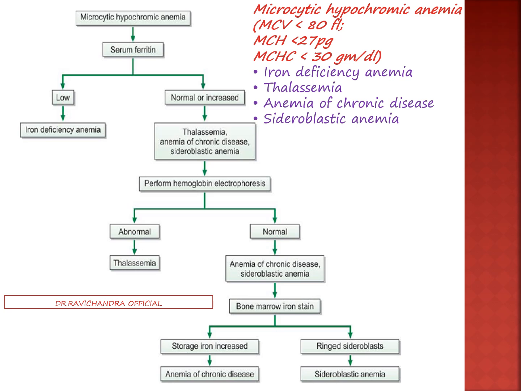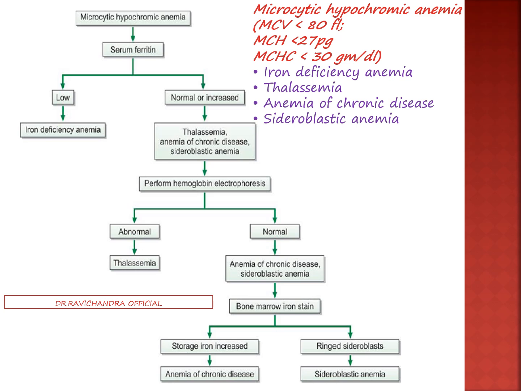In microcytic hypochromic anemia, MCV will be less than 80 femtoliters, MCH is less than 27 picograms, and MCHC less than 30 gram per deciliter. Microcytic hypochromic anemia may be because of sideroblastic anemia or anemia of chronic disease or thalassemia or iron deficiency anemia or lead poisoning or porphyrias.